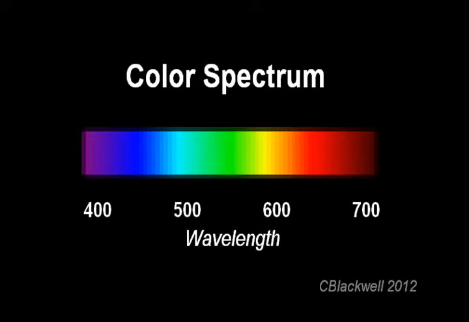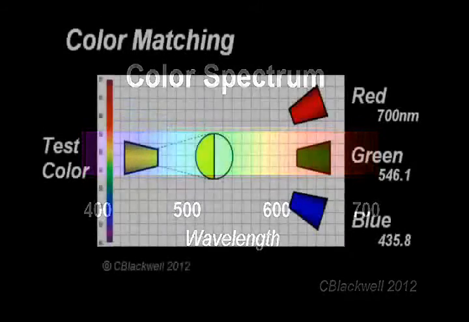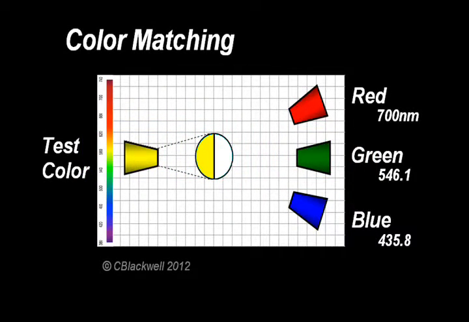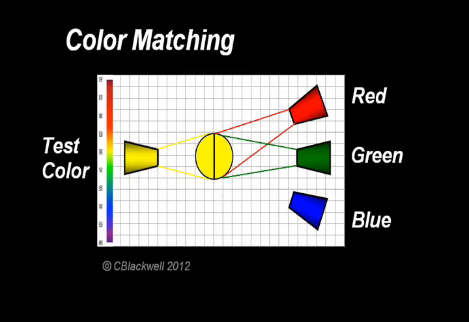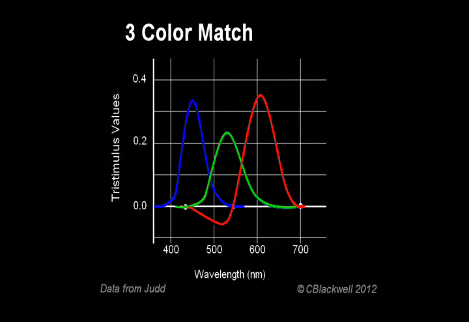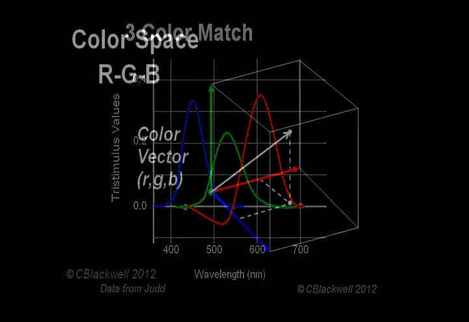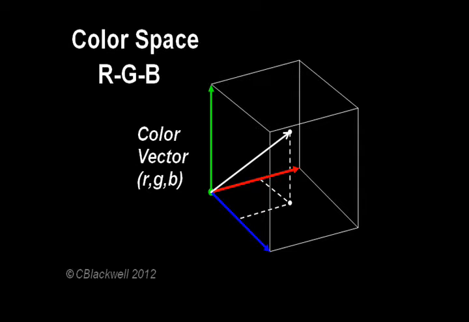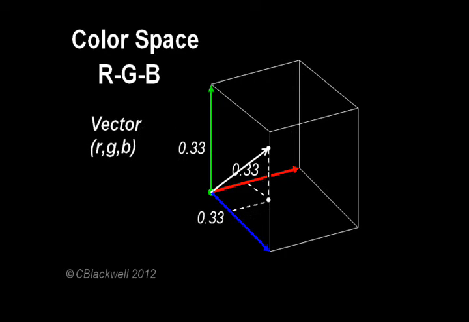spectrum. For example, if we choose the color yellow from the middle of the spectrum, we can match that with equal amounts of red and green light. The amounts of each color, red, green, and blue, required to match the different parts of the spectrum are shown on this graph. The three color matching values can also be represented by a vector in color space with three coordinates, as shown here. The three coordinates are the values of the red, green, and blue that made the color match.